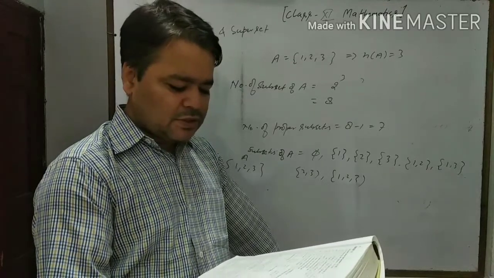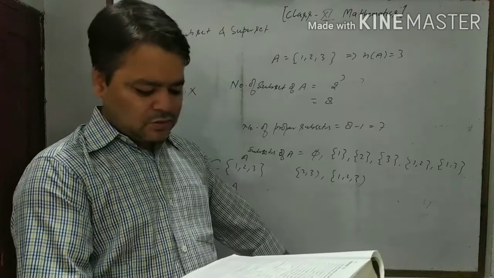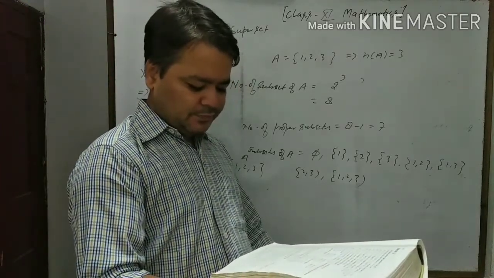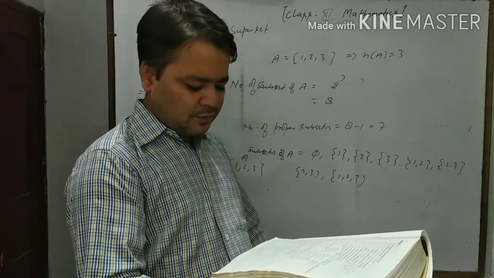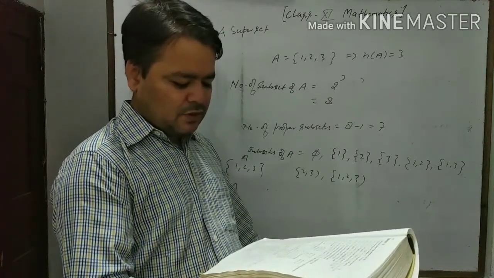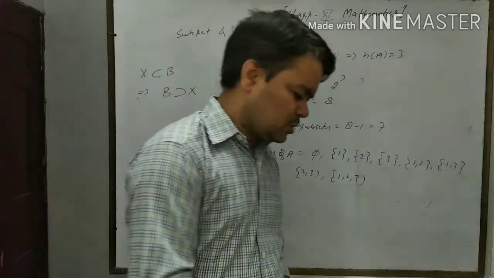Examine whether the following statements are true or false. State whether the following statement. In this way, you can solve at least up to question number 10. Question number 10 is to write the number of proper subsets of A. Question number 9 is to write the power set of A. I already explained the power set. In this way, you can solve at least up to question 10.